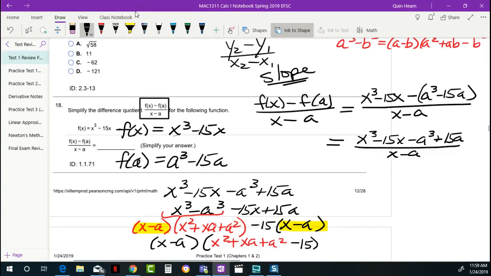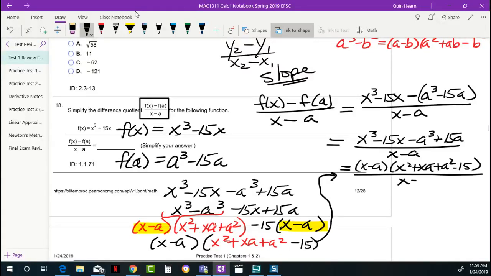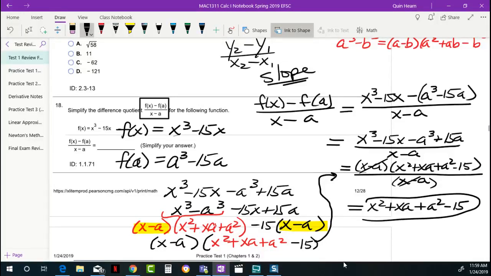Okay, so I'm going to use that. I'm going to write my numerator as x minus a times x squared plus xa plus a squared minus 15, all over x minus a. And then that will cancel. And you're left with x squared plus xa plus a squared minus 15. So that's the simplified difference quotient.